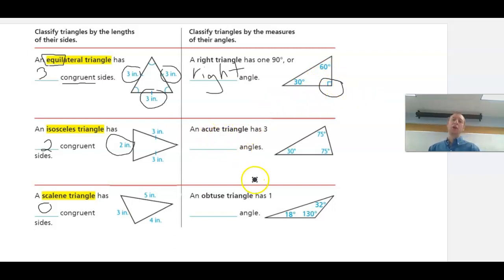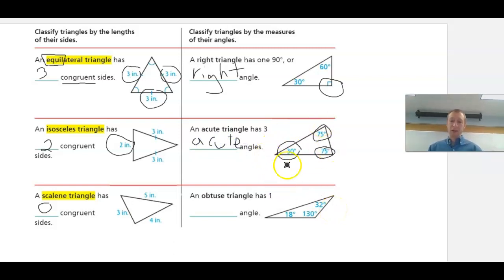How about an acute triangle? Well, acute means less than 90 degrees, right? So an acute triangle has three blank angles. Let's look at these angles. We have 30 degrees, that's less than 90, that's acute. We got 75 degrees and 75 degrees, both of which are acute. So all three angles in an acute triangle are acute, and that kind of makes sense, right? So an acute triangle has three acute angles.